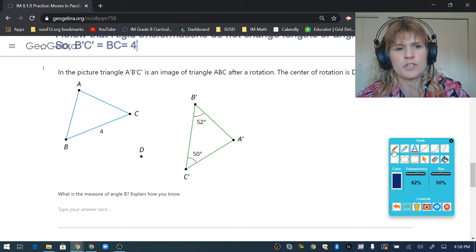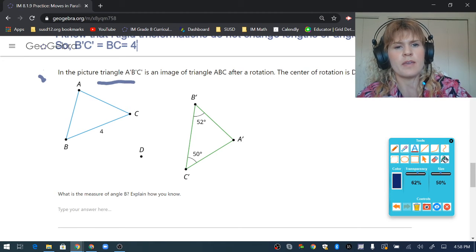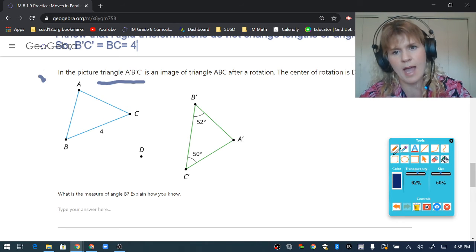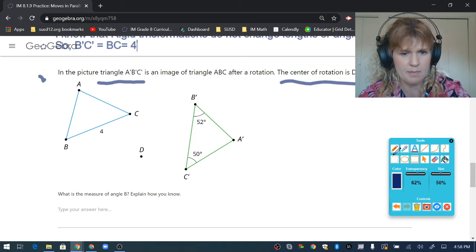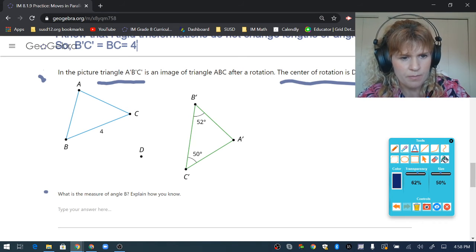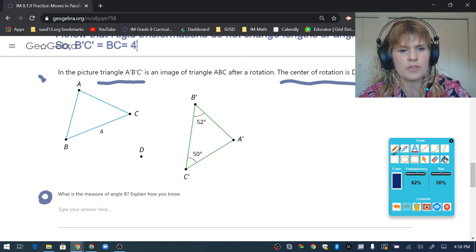Look at the next problem. In the picture, triangle A prime, B prime, C prime is an image of triangle ABC after a rotation. The center of rotation is D. Okay, it's the same picture. Question, what is the measure of angle B?